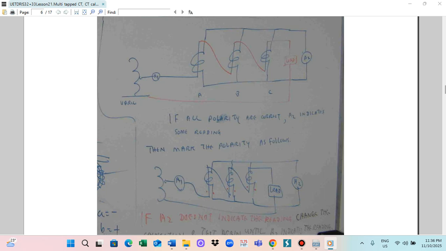It indicates reading. And note the polarity as above. So this is a subtracting procedure.